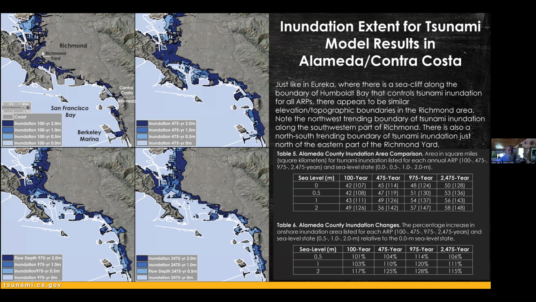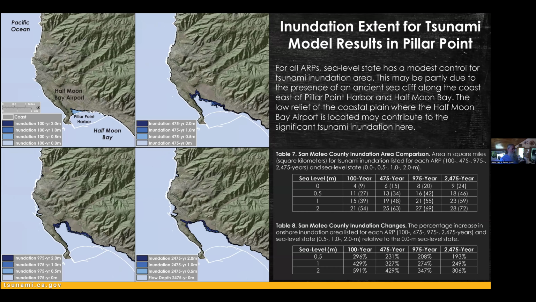Note the northwest trending boundary of the tsunami inundation along the southwestern part of Richmond, and there's also a north-south trending boundary of tsunami inundation just north of the eastern part of Richmond Yard. This is in Half Moon Bay or Pillar Point, just south of San Francisco.